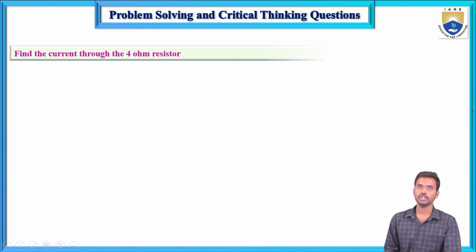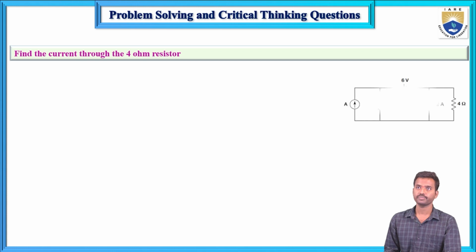Next, superposition theorem. Find the current flow into the 4 ohms resistor. Find out this current flowing into the 4 ohms resistor. So now here, how many sources are here? Total response equals the sum of the individual responses according to the superposition theorem.